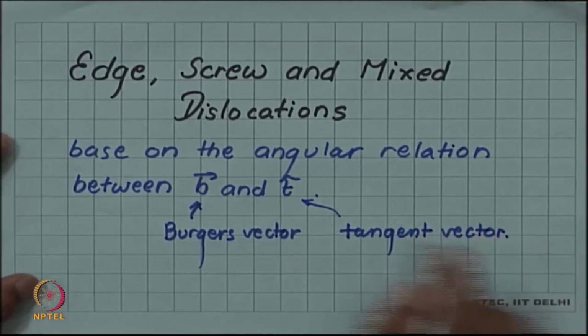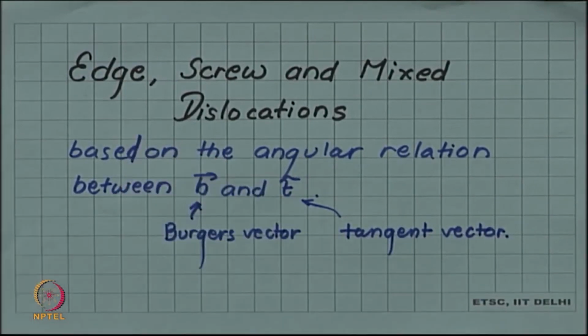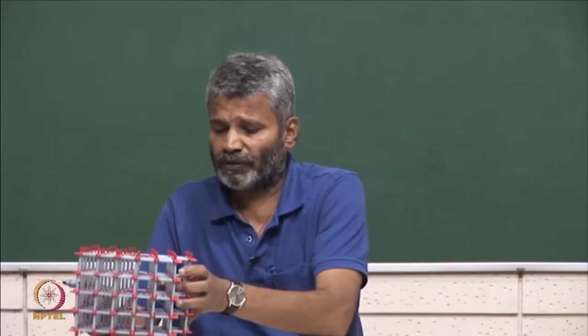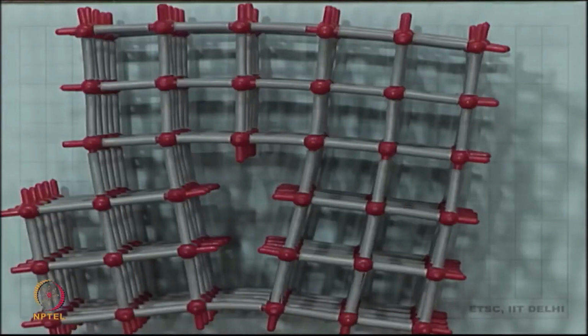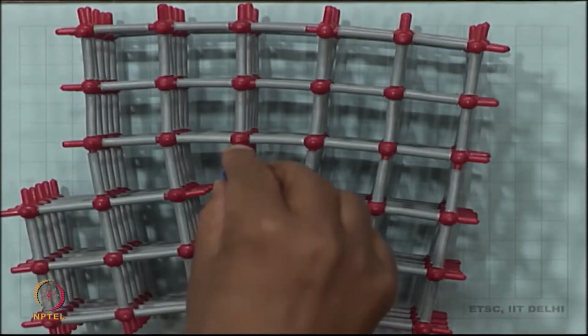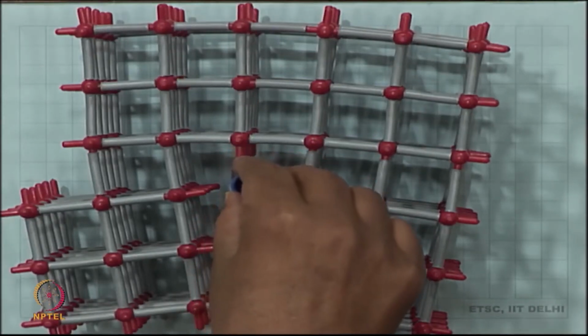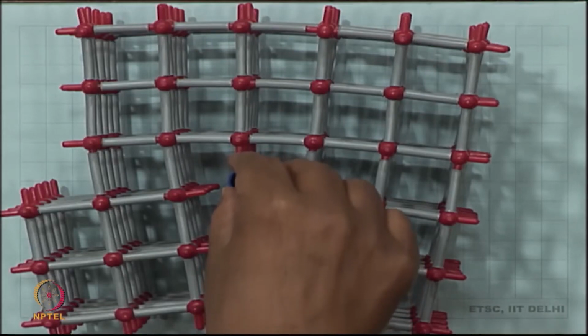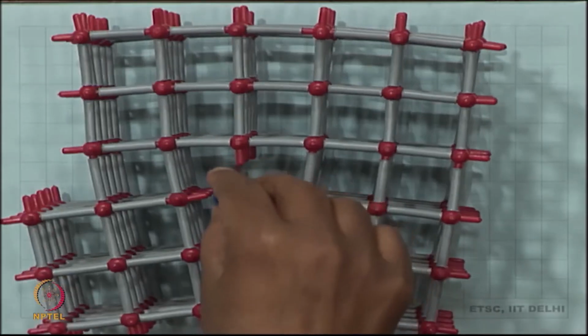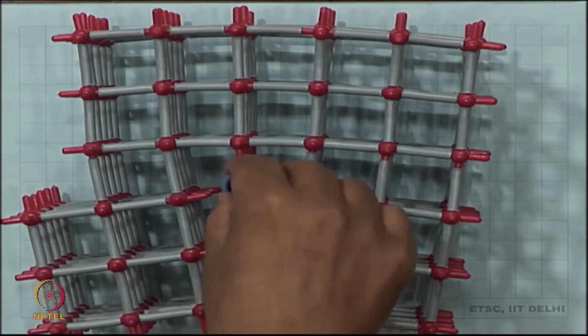So, let us see, we have looked at the edge dislocation in detail. Let us look at the edge dislocation once more, and this was our edge dislocation, and we said the dislocation line was going into the page or into your screen. So, it is a horizontal line which is going into the plane of the drawing, or in this plane of the model, into the model.